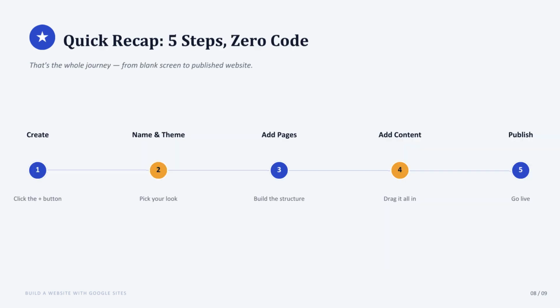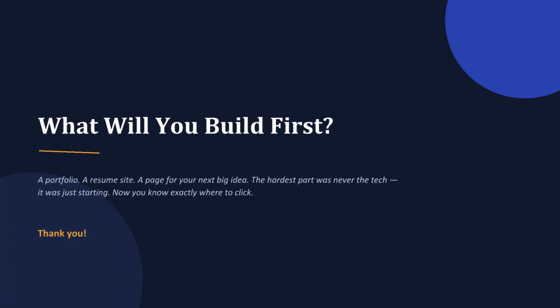Now let's do a recap of what we have learned today. First, we start with create, which is clicking our friendly plus button. Next, name and theme, which is picking the look you want. We add our pages, our building structure. We add our content, where we drag things in, and our publish button, where we go live.